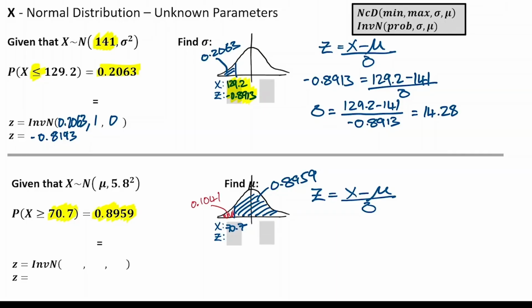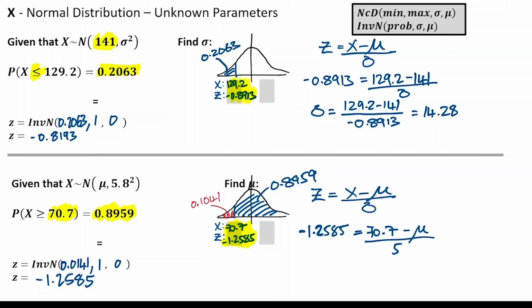0.1041. In the inverse calculation, I can say the inverse of the probability on the left with a 1 and a 0 because I want the standardized score, and that's going to equal negative 1.2585. That is the z-score that matches the real world value 70.7. Now, these can go into the formula, the standardization formula, along with the standard deviation we were given earlier in the question. So just substituting each of those things in. The only unknown is mu, and I can just rearrange to solve for mu.